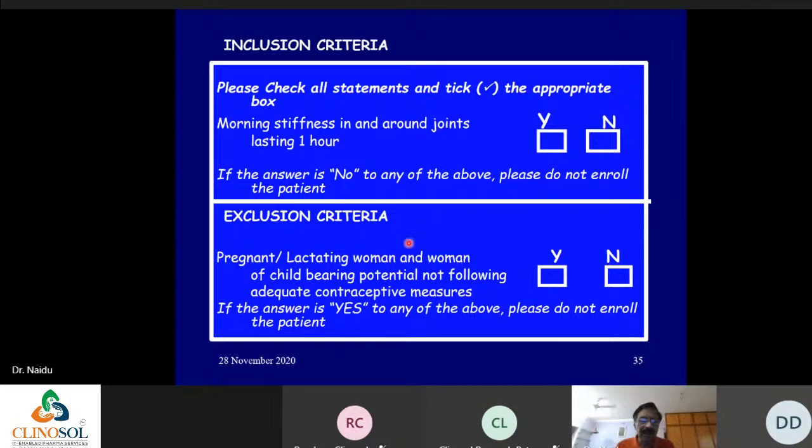So depending on their answer, yes or no, all the answers should be yes for inclusion criteria, and all answers for exclusion criteria should be no, to include the patient. So inclusion criteria and exclusion criteria are very, very important for choosing a participant to include in the clinical trial.